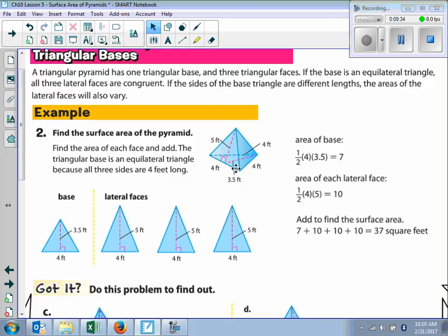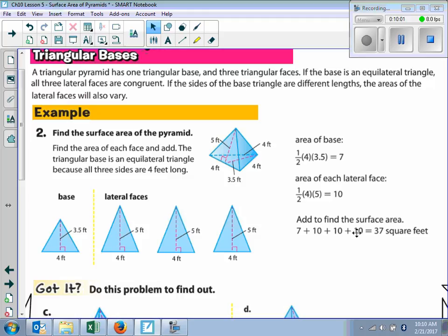Now, this is 4, this is 4, this is 4. So this base is what kind of triangle? Equilateral triangle. So for this, you can see base times height, base times height, base times height. They're all the same, right? So all I'd have to do for the lateral faces is multiply by 3. Very good. Find your area of the triangle, then multiply times 3.